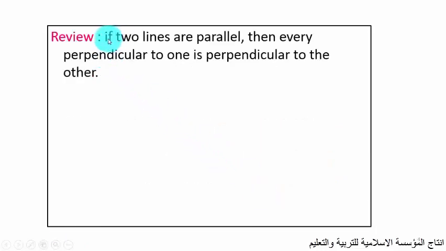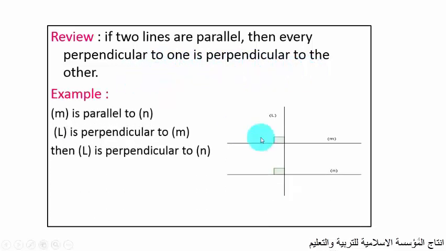2. If two lines are parallel, then every perpendicular to one is perpendicular to the other. Example. Line M and line N are parallel to each other. Line L is perpendicular to line M, so we can say that line L is also perpendicular to line N.